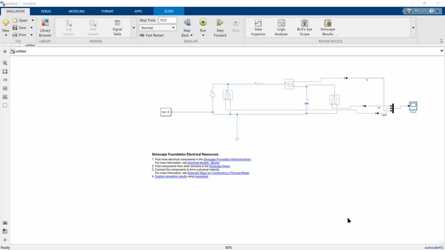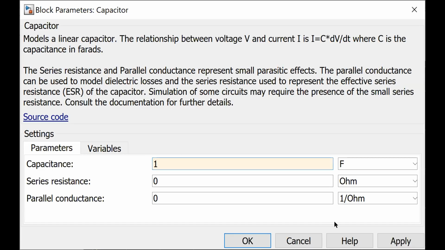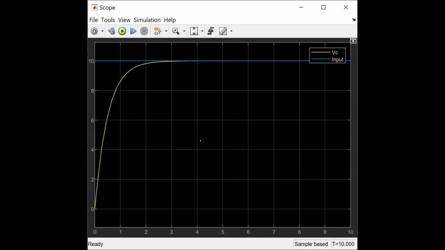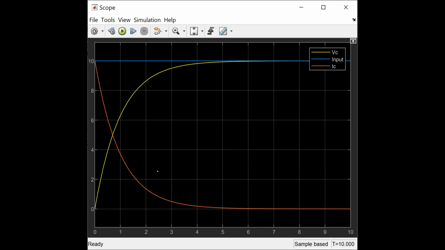So first, let me change the value of this capacitance back to 1, and let me go back. So have a look at this. R is 1, C is 1. So in 5 time constants, the capacitor voltage, represented by the yellow curve, reaches 10 volts. And have a look simultaneously at the capacitor current. When the capacitor reaches the final value, the capacitor current almost drops to 0. Have a look, because this is very intuitive. As the capacitor reaches the final value, meaning the battery voltage, the capacitor current must drop to 0. This is quite intuitive.